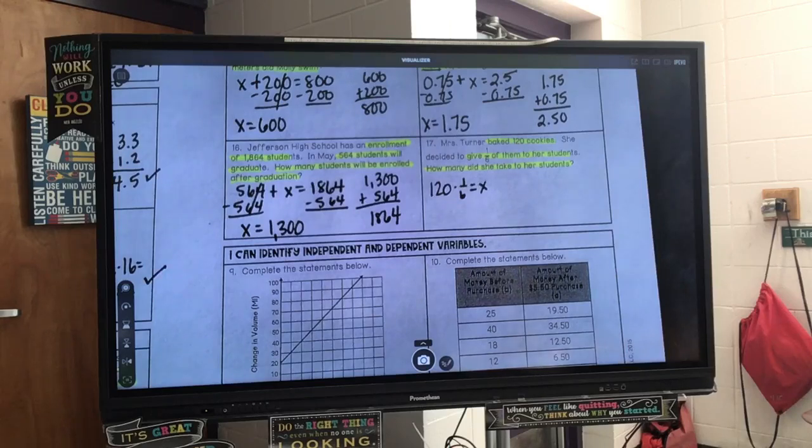Jonathan? That's how we solve it. What's another way we could have wrote it? 1/6 times X equals 120. Zoe?